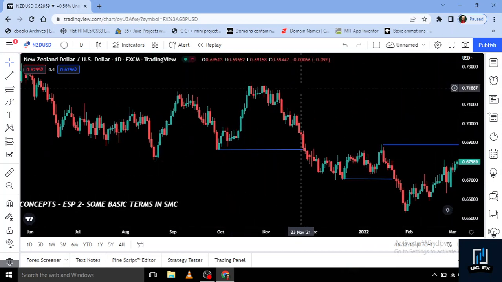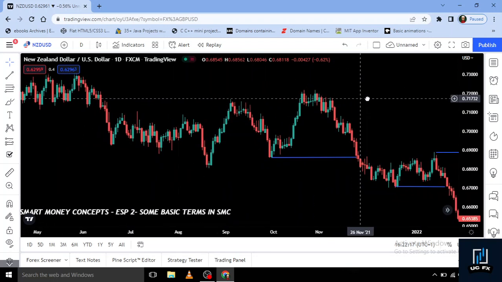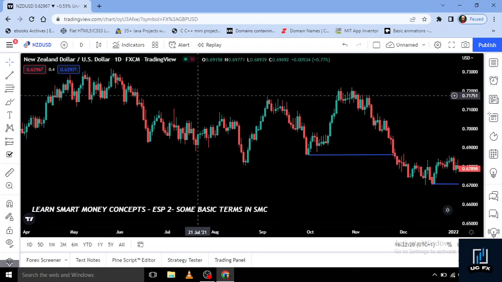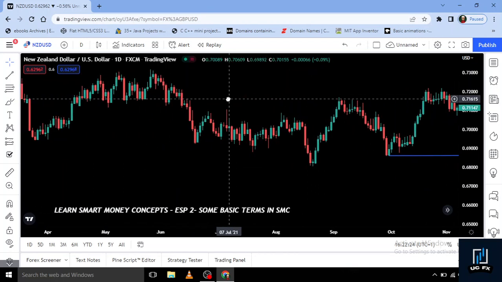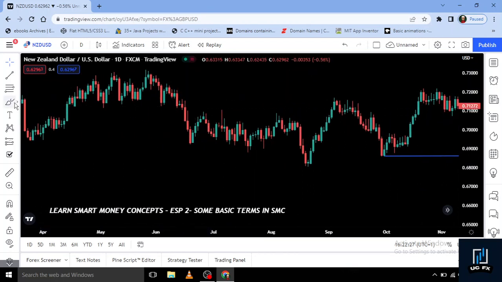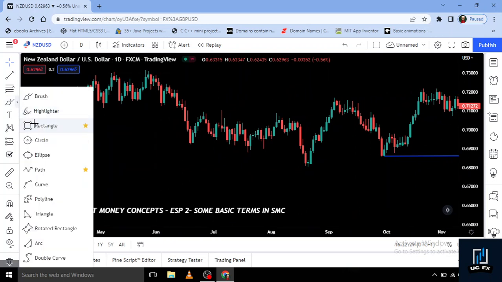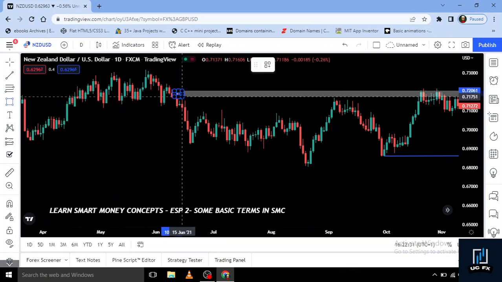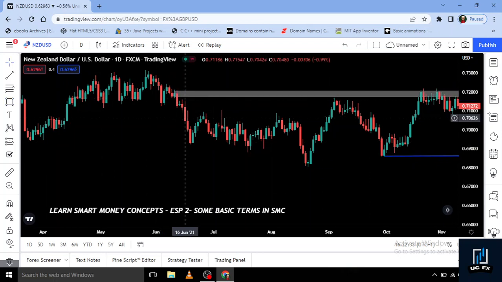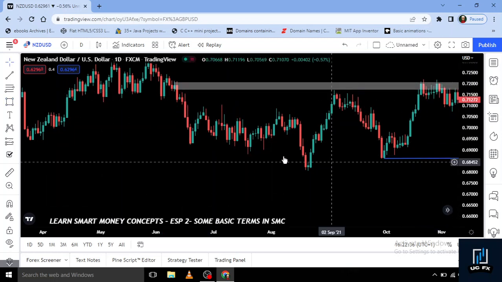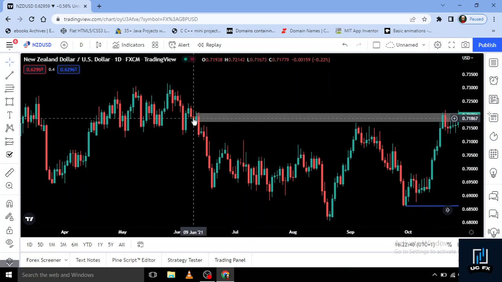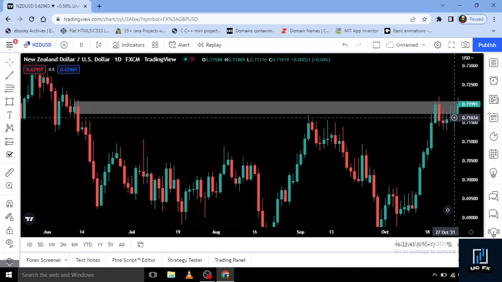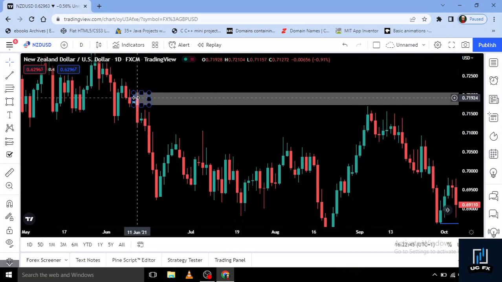Right here we have NZD USD. As you can see, in this NZD USD, you can see this candle right here, this green candle. Let me mark it out. You can see the green candle right there. That's what we call an order block. This is actually a bearish order block. Why is it a bearish order block? Because after the order block, the market went down.